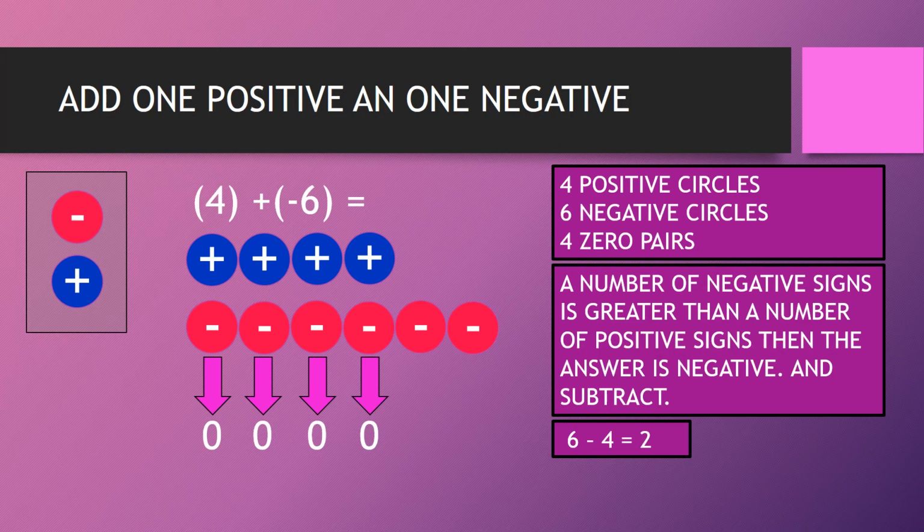And what do you have to do to find the final value? You subtract the more frequent number and the least frequent number. The more frequent number is 6, and the least frequent number is 4. 6 minus 4 is 2. Now my final answer is negative 2.